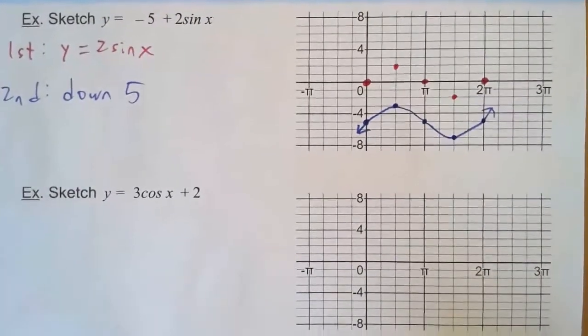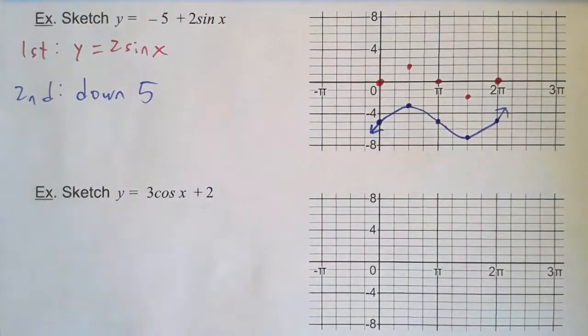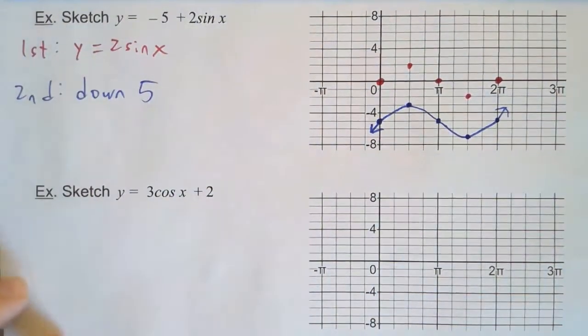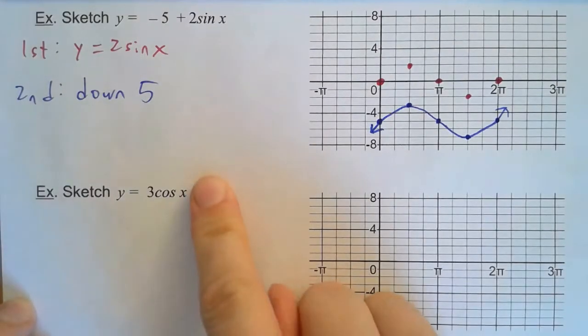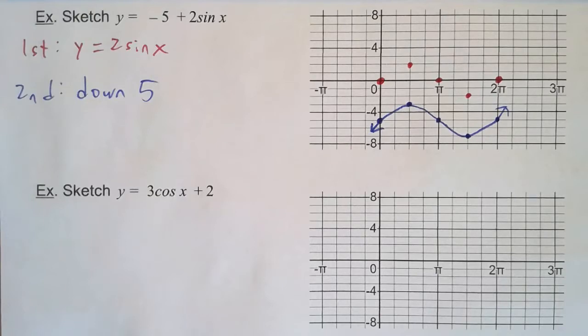Why don't you go ahead and try this next problem now. If you have any doubts of what it's going to look like, I recommend again doing it in 2 steps. First, graph it without the shift, and then take each point and do the vertical shift from that point. Or if you're feeling brave, you can try to do it in one shot. It's up to you, but go ahead and try this next graph on your own.